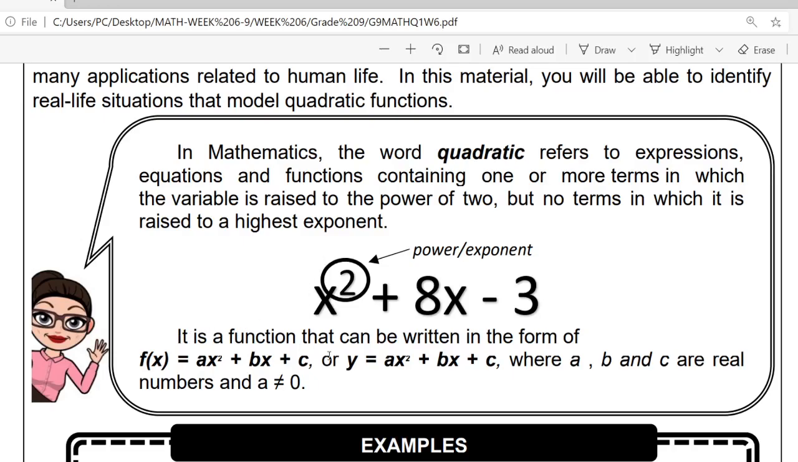It is a function that can be written in the form of f of x equals ax squared plus bx plus c. Or f of x can also be written as y equals ax squared plus bx plus c, where A, B, and C are real numbers, and A must not be equal to 0. It is very important that A must not be equal to 0.